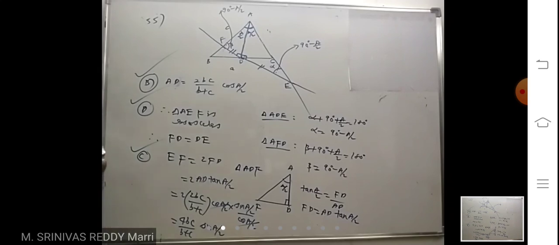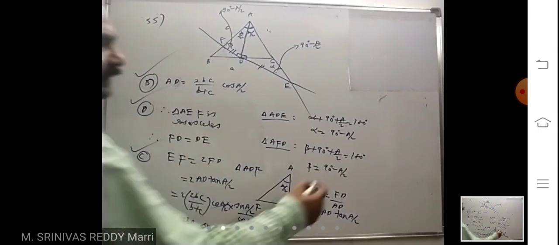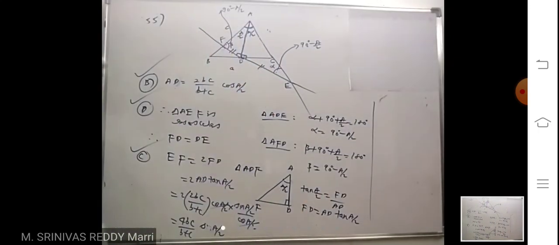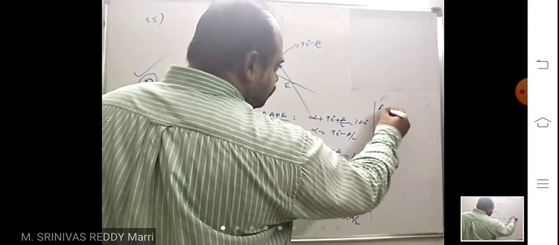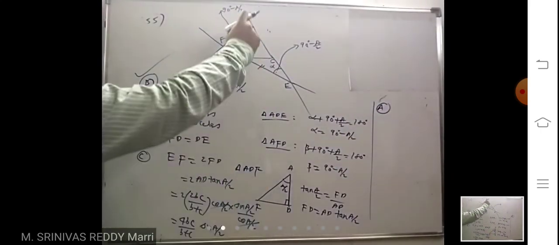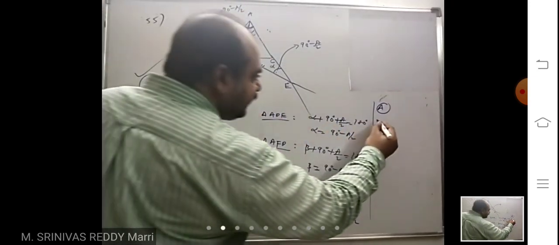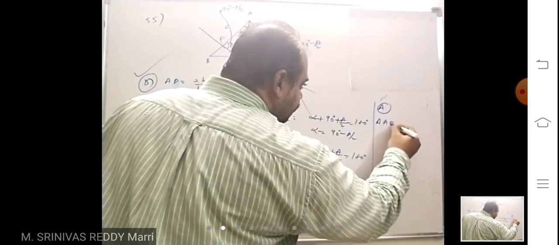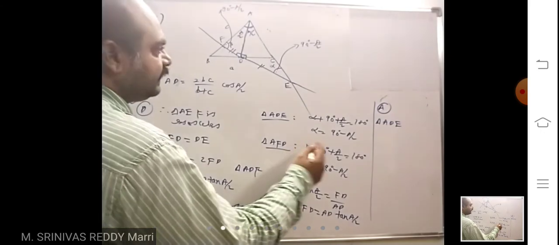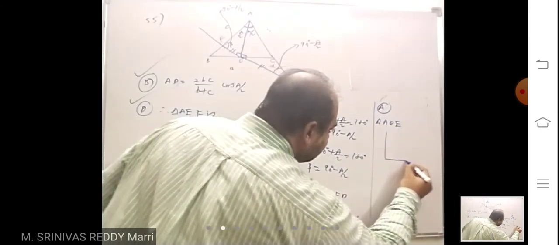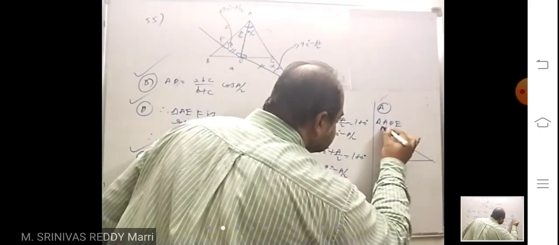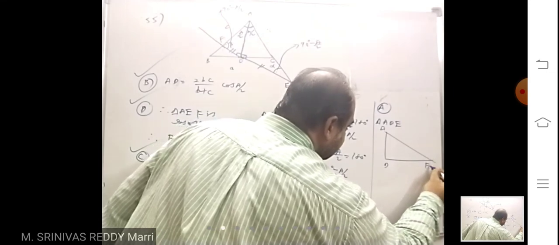Now AE I want to calculate. AE is the first option, option A. In triangle ADE I am considering, triangle ADE is like this. I am drawing it, look. ADE is a right angle triangle.